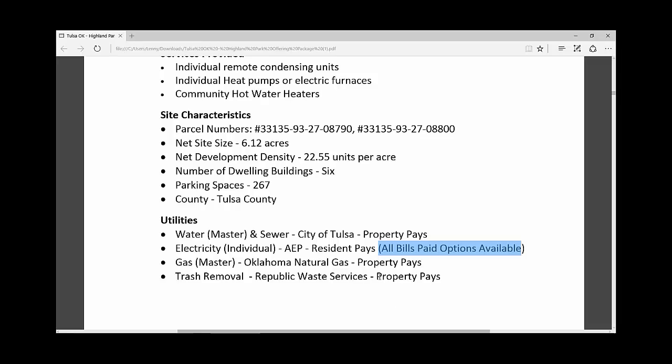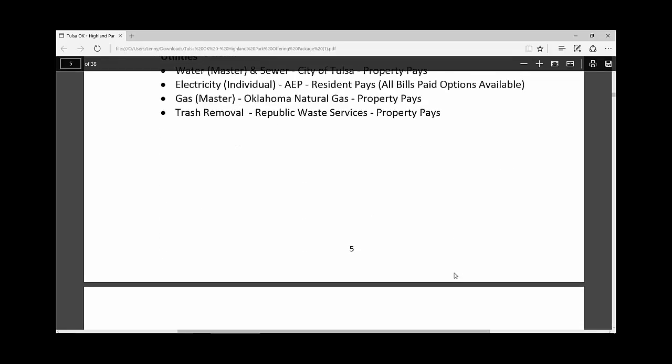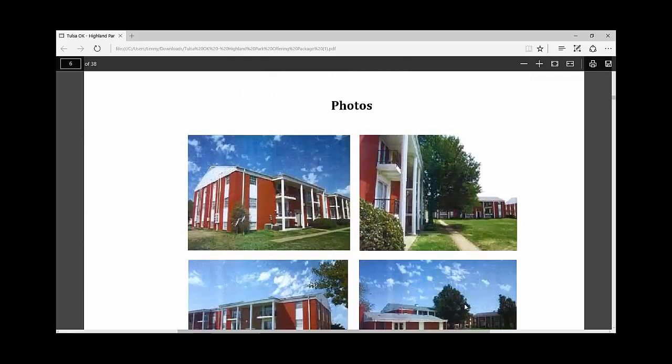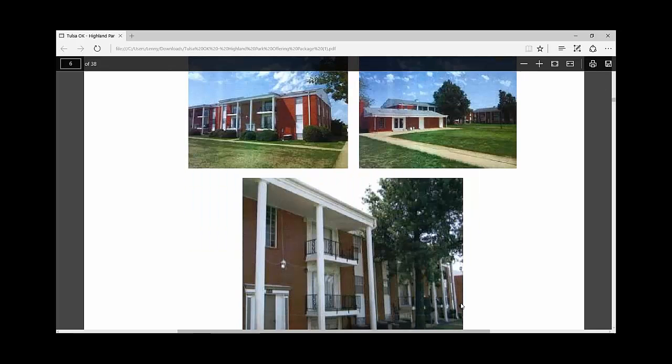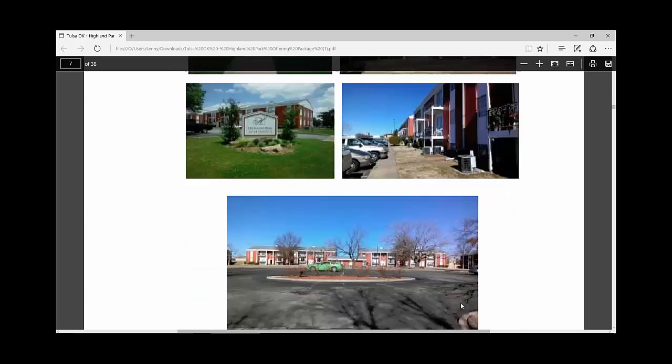The gas, the property pays the gas, and the property pays the trash removal. So that's kind of strange. It could be an all bills paid property for many of the residents. That's not a good thing. That might also explain, everything that I'm seeing right now is telling me that this is a tough property. This is a C-class property. The age of the property, the fact that you've got all bills paid options on here, these are the types of things C-class tenants look for.